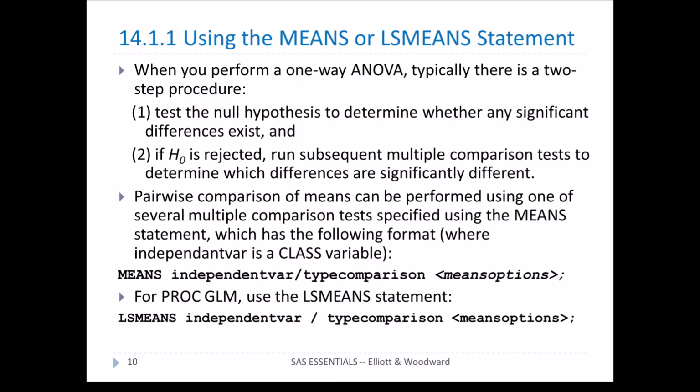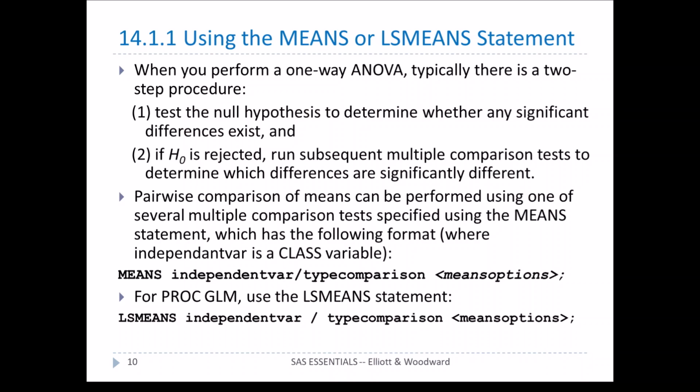Okay, let's look at using the MEANS or LSMEANS statement. When we perform a one-way ANOVA, there's typically a two-step procedure. The first step is to test the null hypothesis to determine whether any significant differences exist. That is, the null hypothesis is that all the means are equal. Well, if we reject that null hypothesis, then what do we do? That's step 2. If the null hypothesis is rejected, we could run subsequent multiple comparison tests to determine which differences are significantly different. In other words, which means are different from one another.